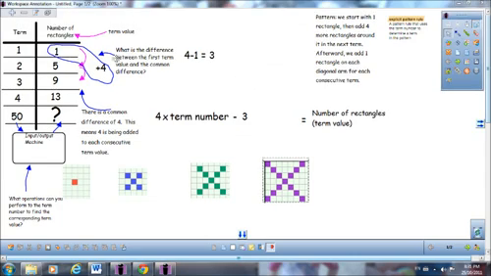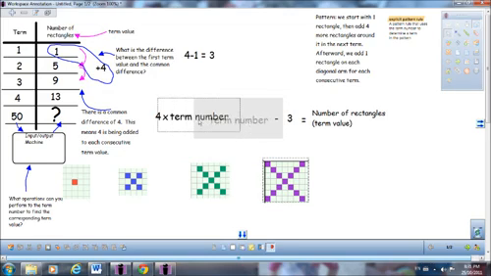Where did we get 3 from? 3 was the difference between the first term value and the common difference, remember? Where did this 4 multiplied by come from? Well, that was the common difference. That was repeated addition over and over again. So don't forget, these numbers I'm not taking out of thin air. I'm actually getting them from my table of values. So I've got 4 times the term number minus 3 equals the number of rectangles, or the term value. Is this going to work?